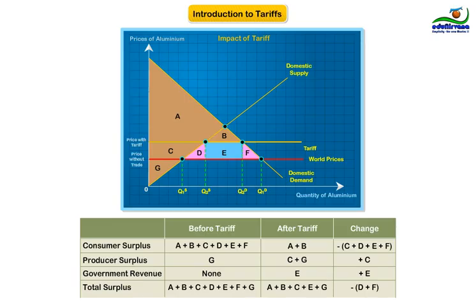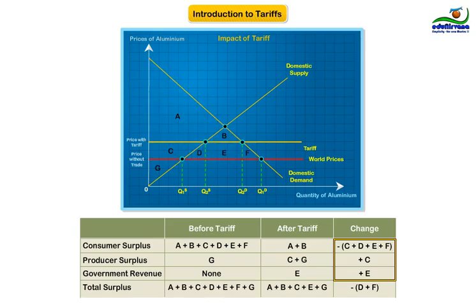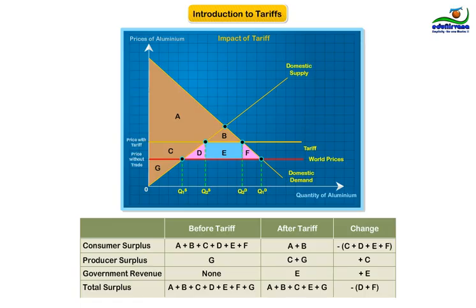To determine the total welfare effects of the tariff, we add the change in consumer surplus, which is negative, the change in producer surplus, positive, and the change in government revenue, positive. We find that total surplus in the market decreases by the area D plus F. This fall in total surplus is called the deadweight loss of the tariff. It is not surprising that a tariff causes a deadweight loss because a tariff is a type of tax. Like any tax on the sale of a good, it distorts incentives and pushes the allocation of scarce resources away from the optimum.